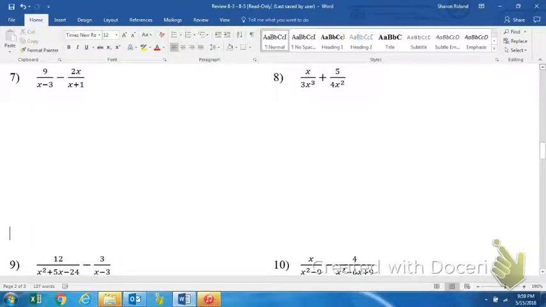Okay, now we're going to subtract fractions. Before you can add and subtract a fraction, we're going to have to get a common denominator. And so I'm going to write the first denominator down, which is x minus 3.